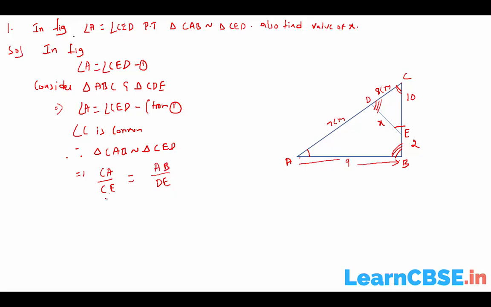Now CA, 7 plus 8 is 15, CE 10 equals to AB 9 by x. 5 2s, 5 3s, 3 1s, 3 3s. By cross multiplication we'll get x equals to 6 centimeters. Finished. Next problem.